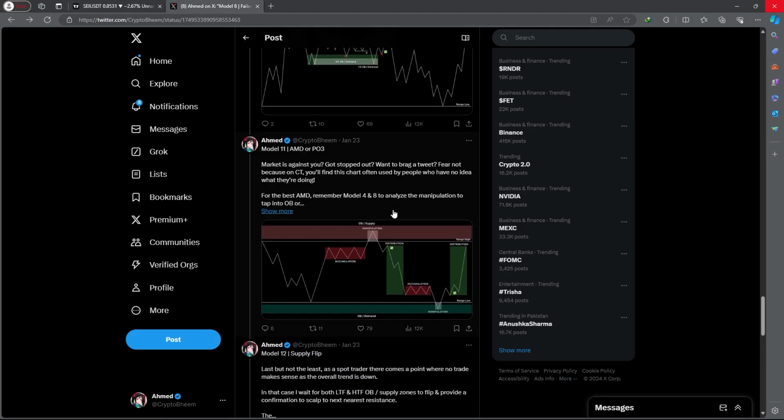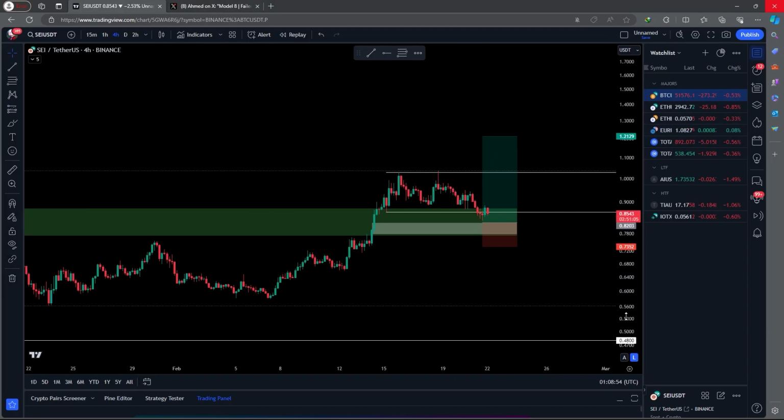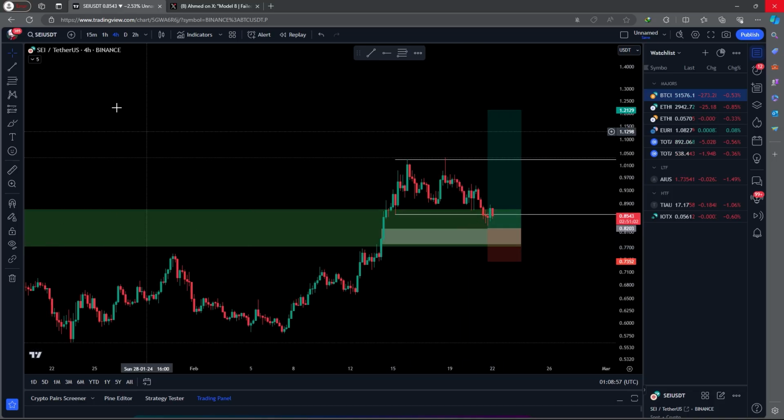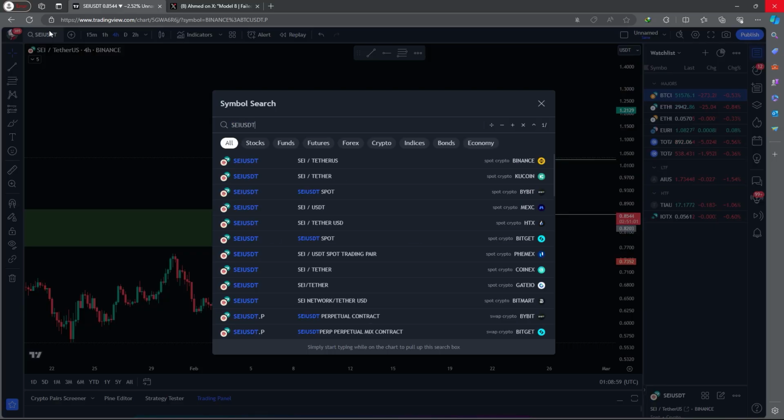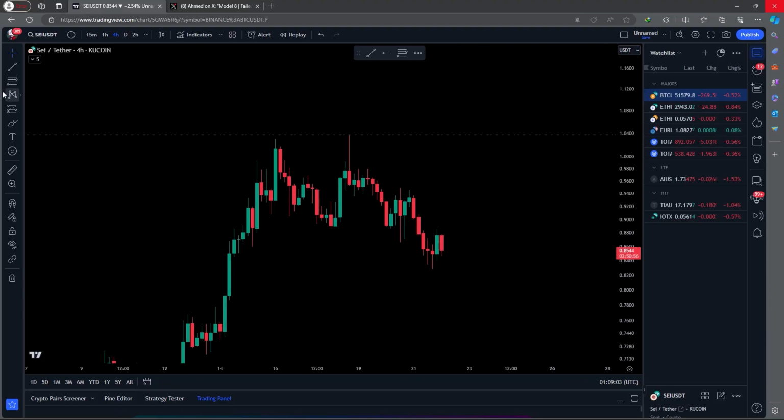All right. The 11th model is the AMD, accumulation, manipulation, distribution, or PO3 for short. This is very widely used on Twitter because it's very simple and you can identify it everywhere. We can identify it in this chart as well. Let's just go to the same chart on a different exchange because I don't want to mess up my drawings. Let's just say how could potentially a PO3 be setting up over here.